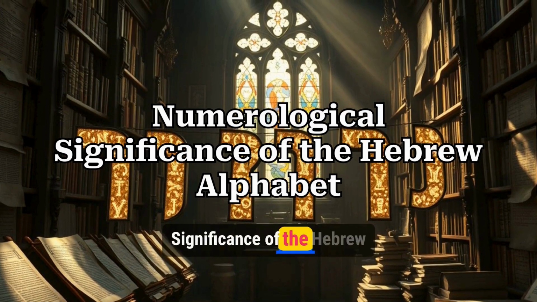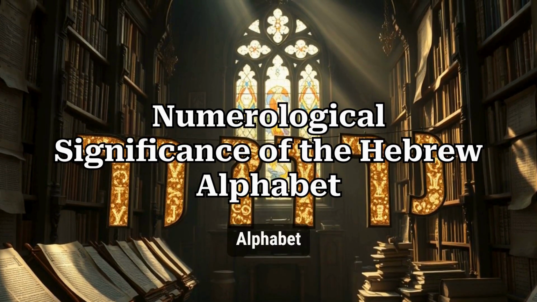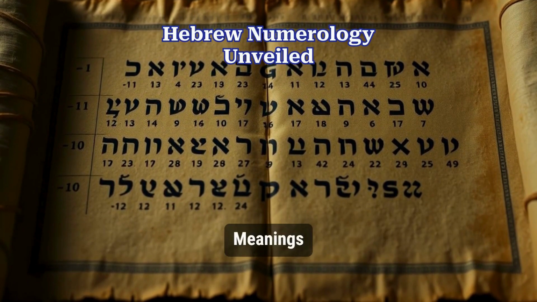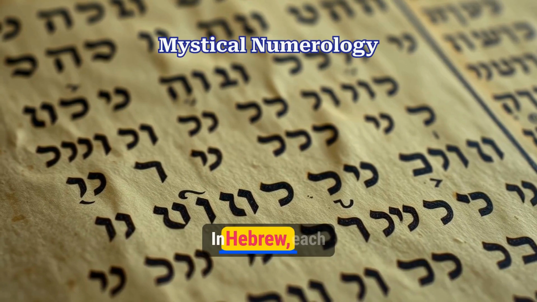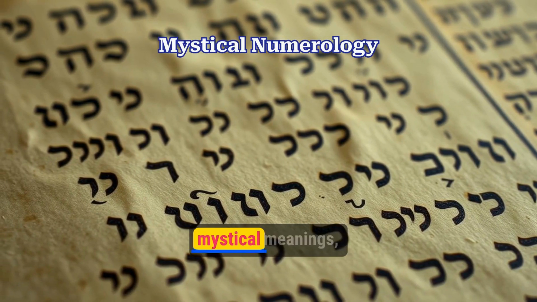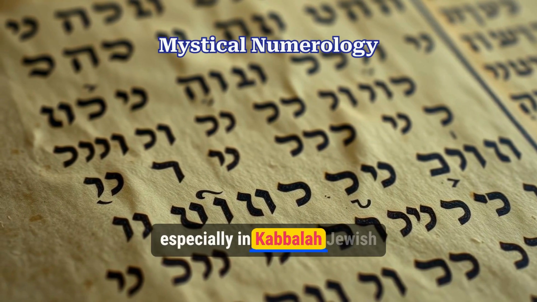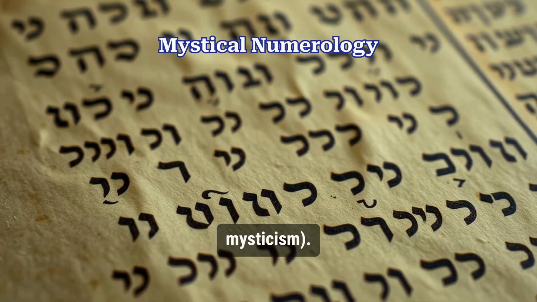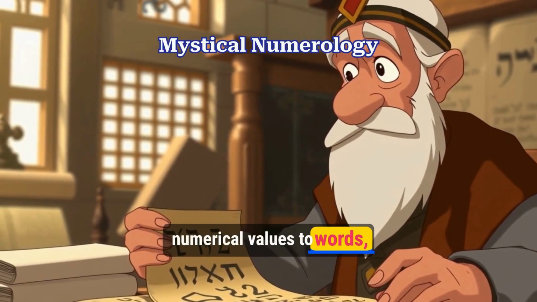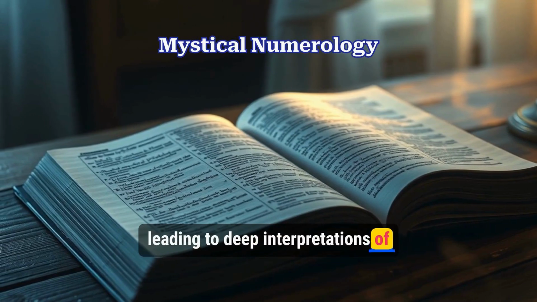Numerological significance of the Hebrew alphabet. Hebrew alphabet, numerological values and meanings. In Hebrew, each letter has a numerical value and often carries symbolic or mystical meanings, especially in Kabbalah, Jewish mysticism. This system, called gematria, assigns numerical values to words, leading to deep interpretations of biblical texts.